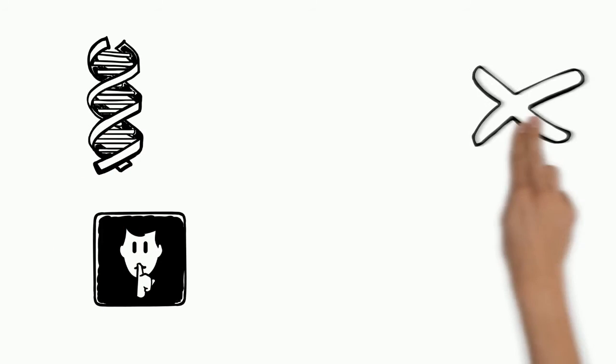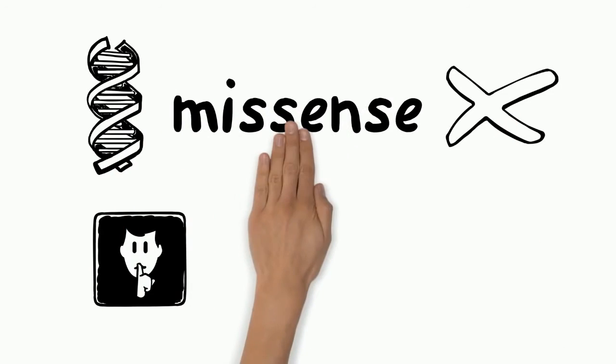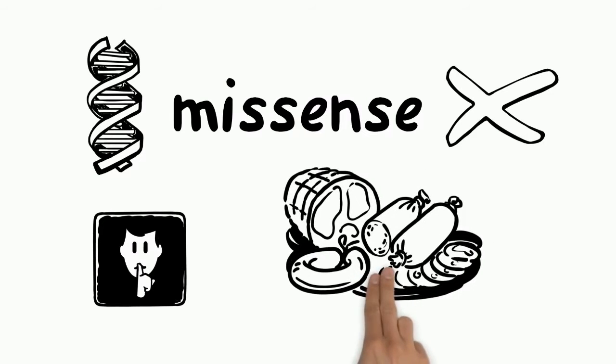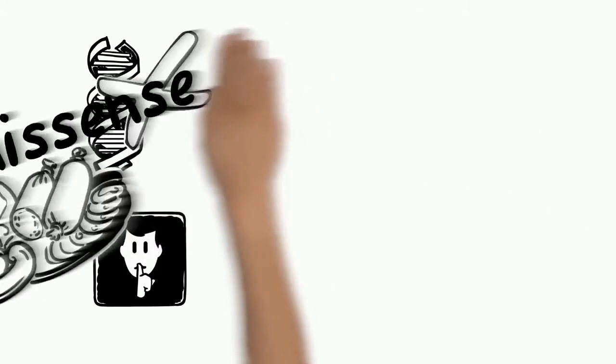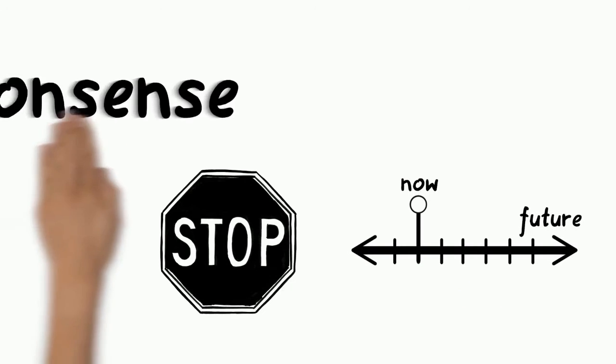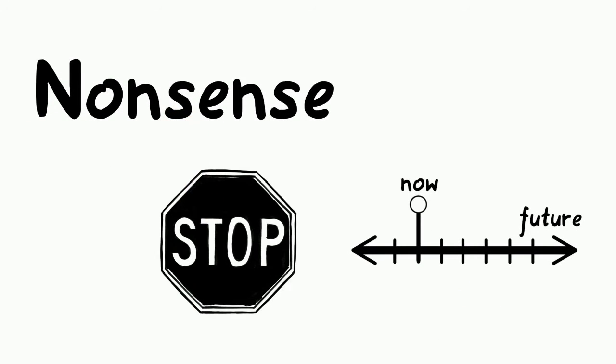If the mutation puts the wrong amino acid in the sequence, it's called a missense mutation because some kind of protein will still get made. If a stop codon is placed in the sequence early, that's called a nonsense mutation.